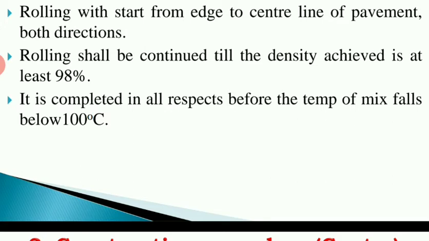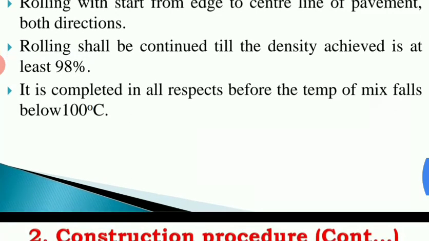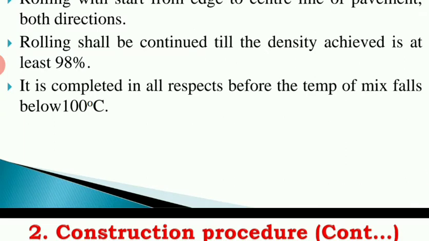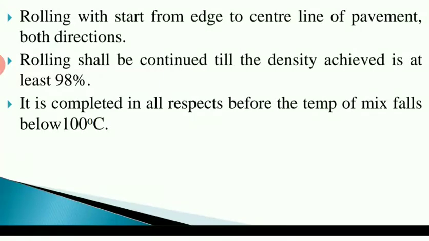So always we need to start from the edge to the center, not from the center to the remaining edge part. And here rolling shall be continued till the density achieved is at least 98% of maximum dry density. We need to stop the compaction when we reach 98% of the maximum dry density, so until then we need to keep rolling, such that we get a minimum of 98% of the dry density.